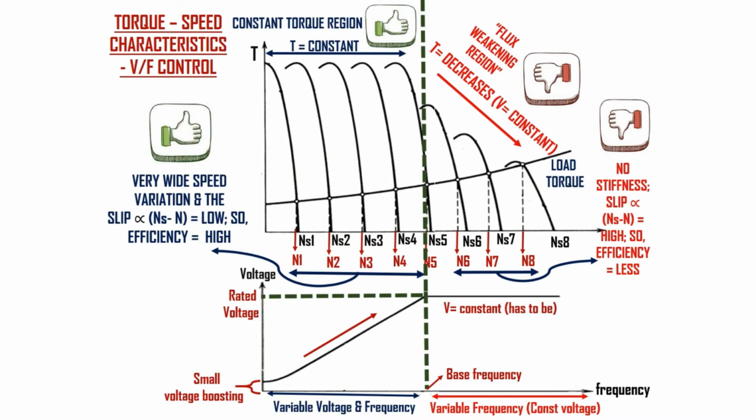Additionally, you can get high efficiency since the slip, proportional to Ns minus N, is low even if it is at low speed, that is Ns1 minus N1, or at high speed, Ns5 minus N1.